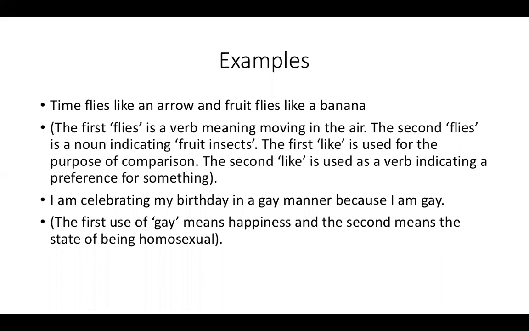Time flies like an arrow and fruit flies like a banana. The first flies is a verb meaning moving in the air. The second flies is a noun indicating fruit insects. So fruit flies are fruit insects. The first word like is used for the purpose of comparison, that is, that time is like an arrow. Then the second like is used as a verb indicating a preference for something.